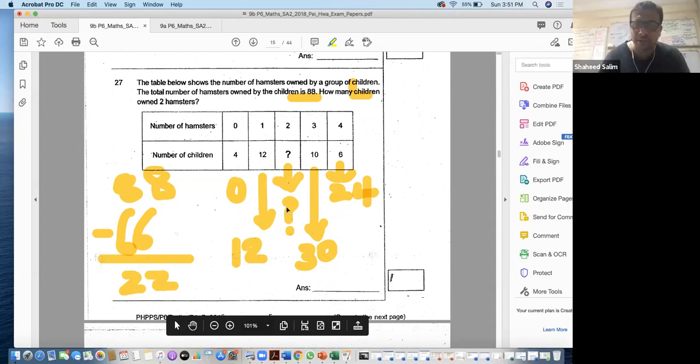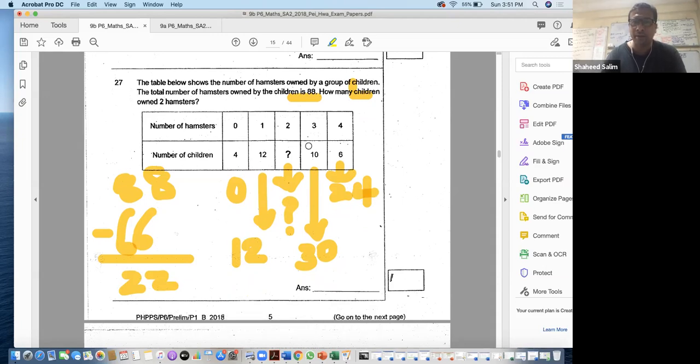But 22 hamsters. How many children? Each child will have 2 hamsters. So I divide by 2, I get 11.